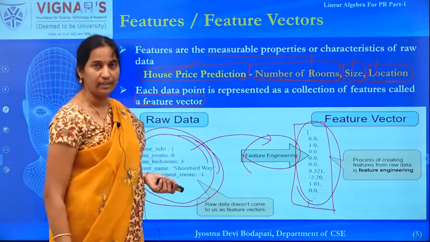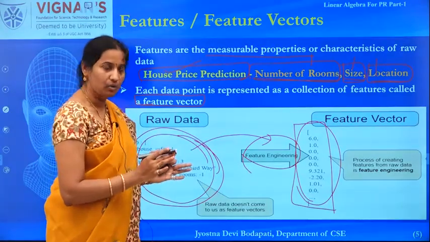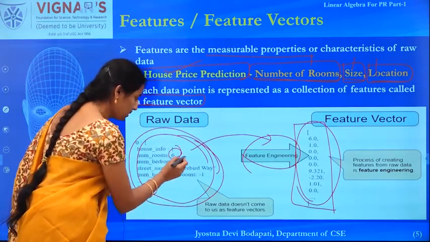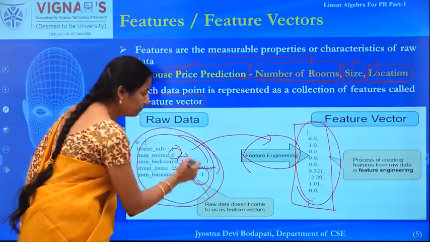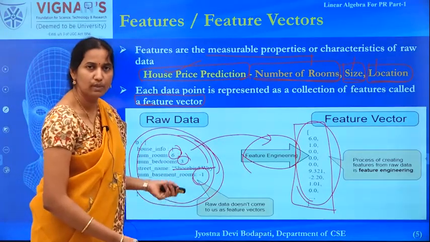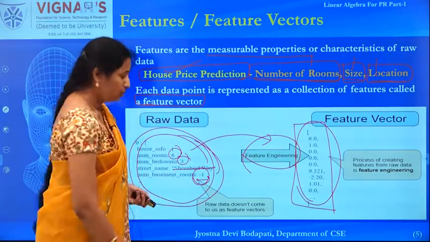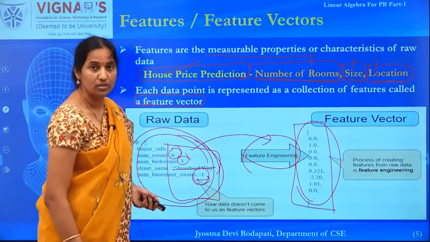So, for example, how do you represent a particular house in this house prediction problem? The number of rooms, the number of bedrooms, then the location and the number of basement rooms. There are no basement rooms in this example, so it is -1. These are all the things that are combined, and we can call them features.